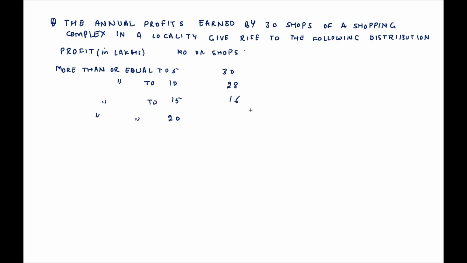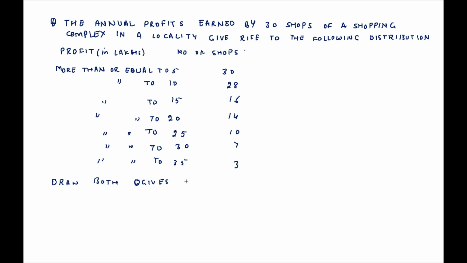More than equal to 15, 16. More than equal to 20, 14. More than equal to 25, 10. More than equal to 30, 7. More than equal to 35, 3. We are to draw both ogives, less than and more than, for the data, and hence obtain the median profit.